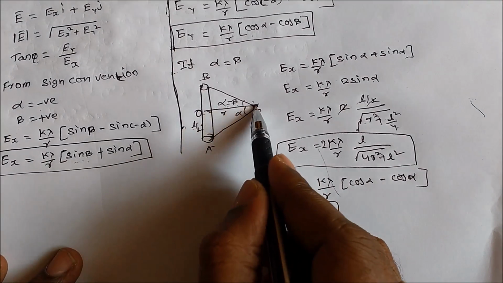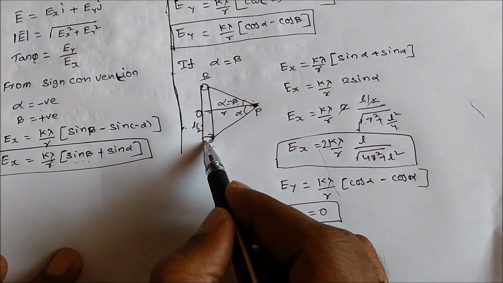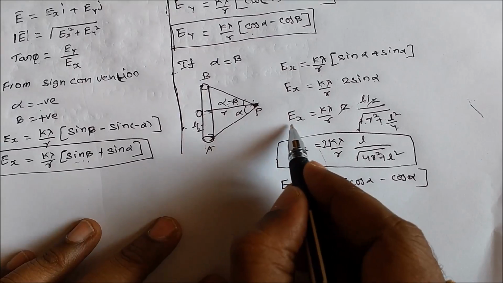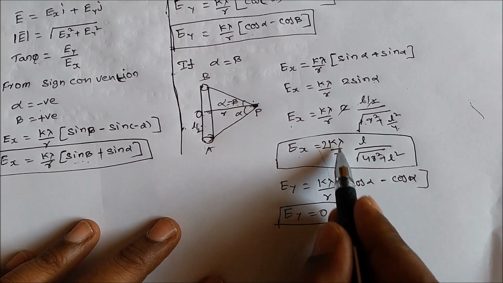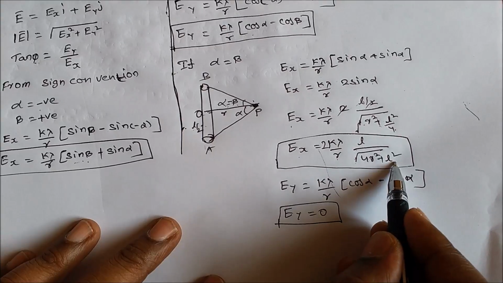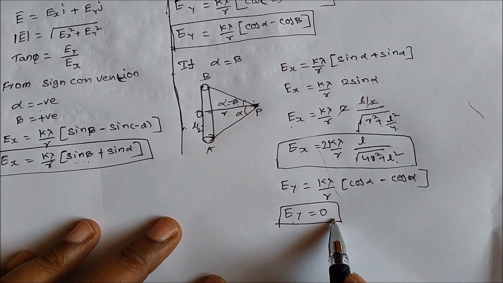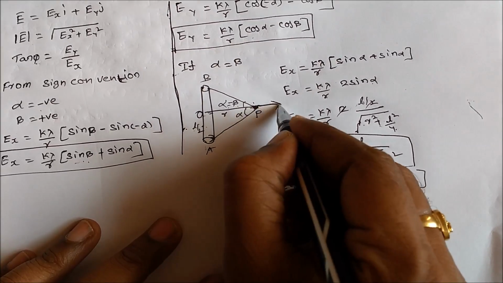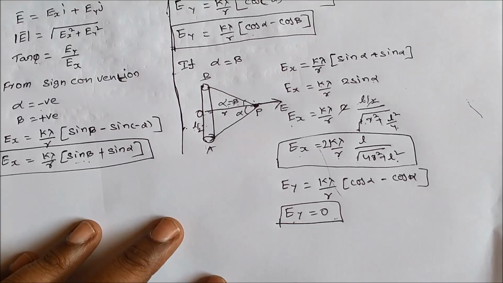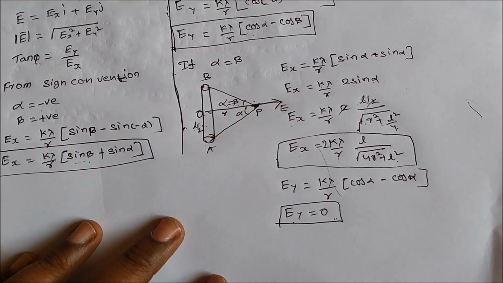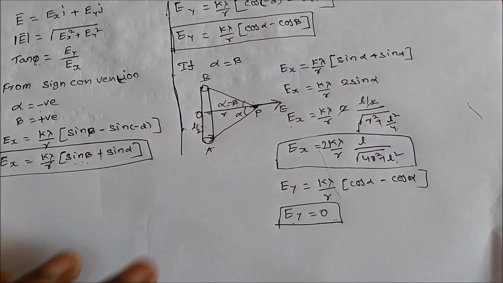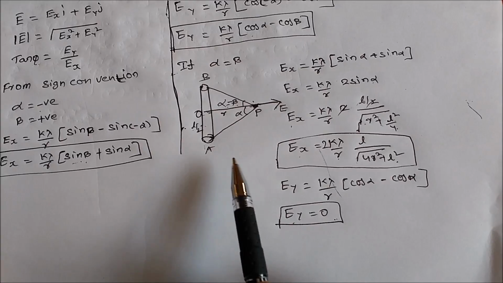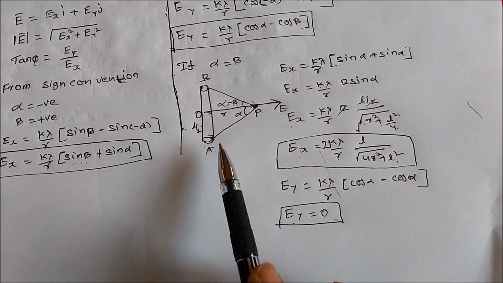Whenever you select a point on the bisector of the finite charged wire, then in the resultant field only the x component is there, 2 k lambda by r, L by root over 4 r square plus L square, and the y component will become equal to 0. Hence the resultant field intensity acts along the x direction, that is the bisector direction. This is the electric field intensity due to the finite wire on the bisector.